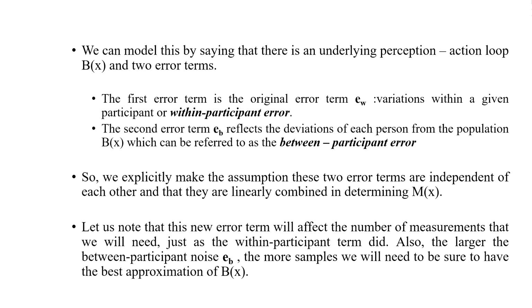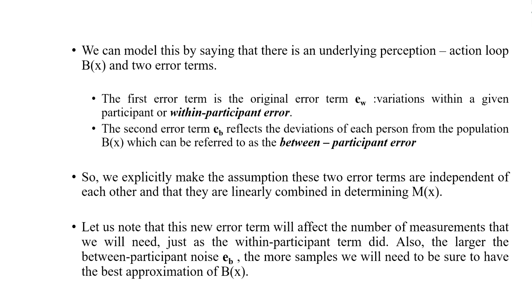Okay. So, we are basically making this assumption rather explicit that there are these two error terms that are independent of each other and can be linearly combined. You are not saying that they are interacting; we are saying one is within participant error, one is between participant error, and you can combine them to get an overall idea of how much error there is going to be in your measurement M of x. Okay. So, this new error term will affect the number of measurements that we will need, just as the within participant error term did. Also, the larger this between participant noise or error is, the more samples we will need to be sure to have the best approximation of B of x.